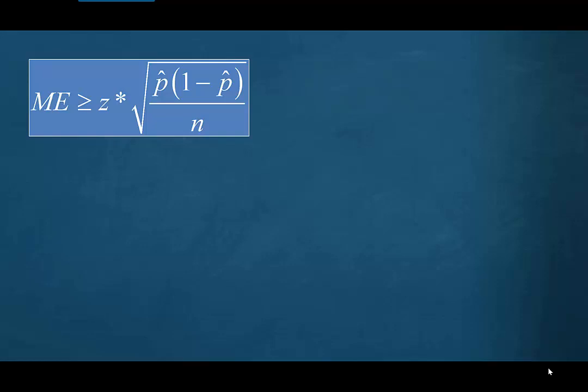Recall what we're trying to do. Our formula requires us to have p hat, the sample proportion, before we actually take the sample. So we have two options. One, use a sample proportion from a prior survey to estimate p hat, or two, use p hat equals 0.5. This will give us the largest margin of error.